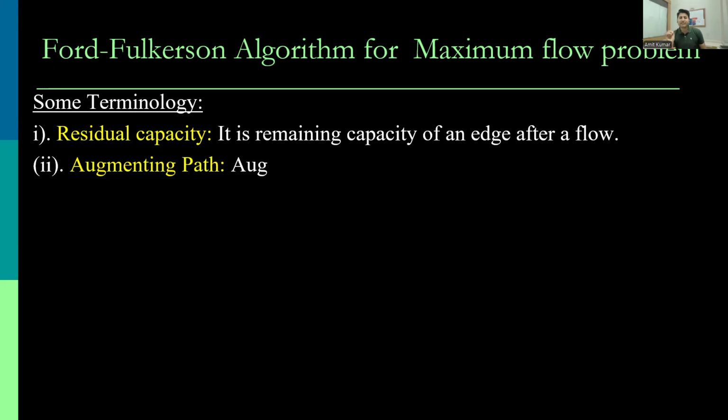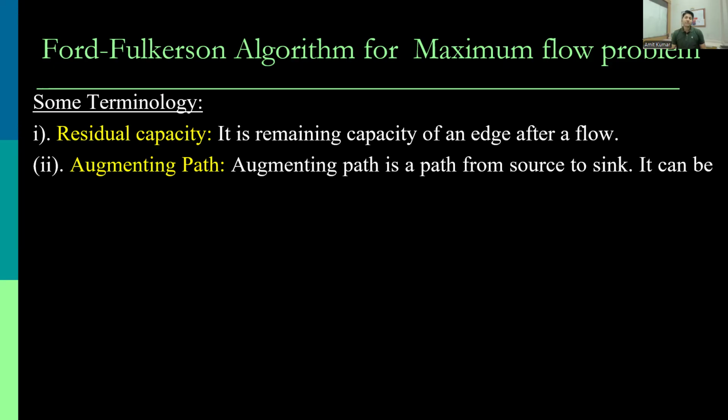The second thing that we have is the augmenting path or augmented path. So what are we supposed to find? We are supposed to find a path from source to destination in a weighted graph, and that path we call an augmented path. Any path from source to destination which follows the carrying capacity of the edges in a weighted graph is called an augmented path.